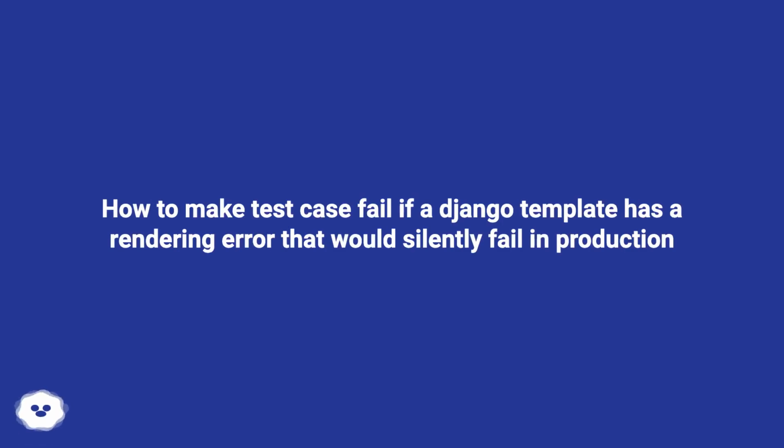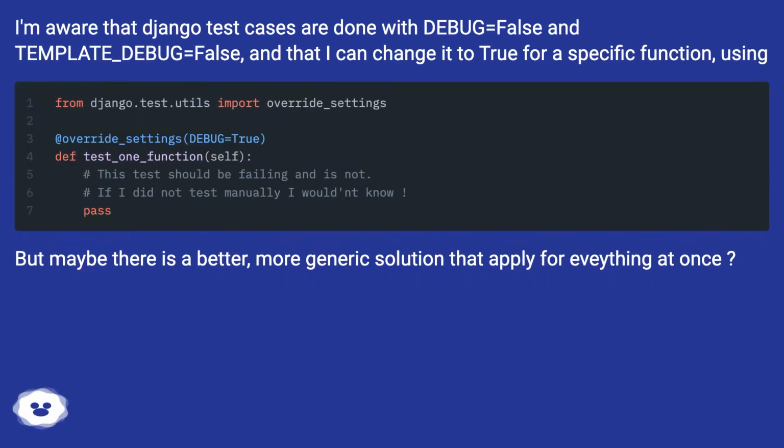How to make a test case fail if a Django template has a rendering error that would silently fail in production. I'm aware that Django test cases are run with debug equals false and template_debug equals false, and that I can change it to true for a specific function, using... But maybe there is a better, more generic solution that applies for everything at once.